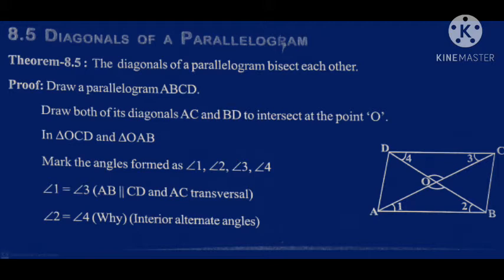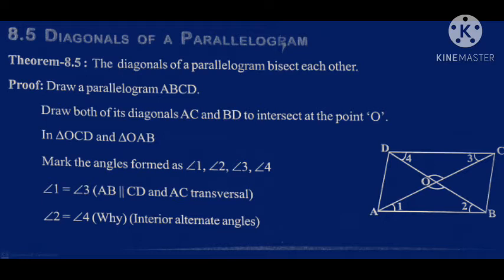Proof. Draw a parallelogram ABCD. Draw both of its diagonals AC and BD to intersect at the point O. In triangle OCD and triangle OAB, mark the angles formed as angle 1, angle 2, angle 3, angle 4. And observe the picture, angle 1 equal to angle 3, because AB is parallel to CD and AC is a transversal. So they are alternate interior angles.